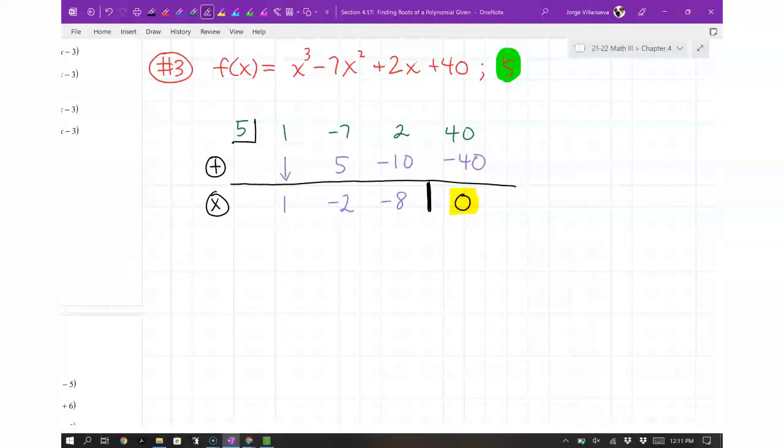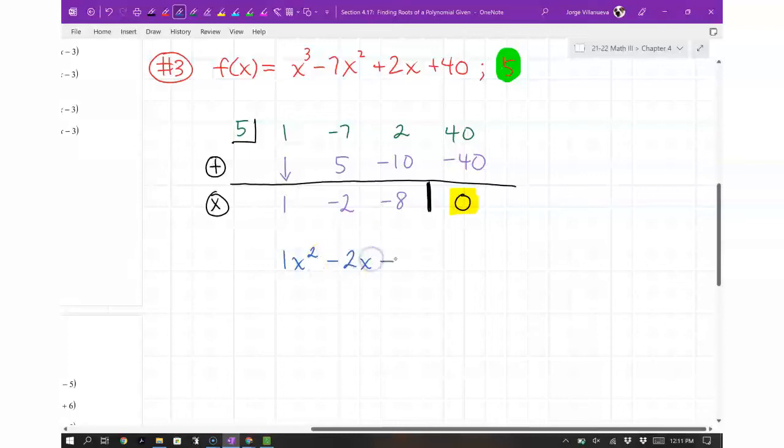Okay, you drop the 1. 5 times 1 is 5. And then -7 plus 5 is -2. 5 times -2 is a -10. 2 plus a -10 is -8. 5 times -8 is -40. And if you add 40 plus a -40, you get 0. So good. We got that right. So I'm going to write my expression for the answer right here.